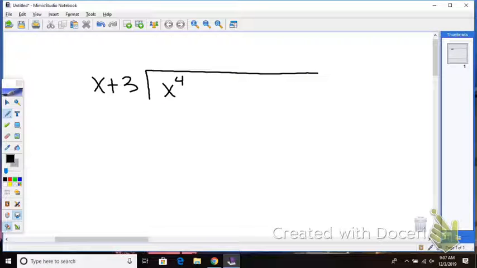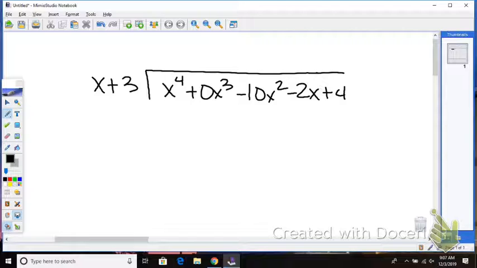Well, let me get it set up. Is it first, second, third? Yeah, 1, 2, 3. So you have a 0 x to the third. So what do I have to put in? A 0. 0 x to the third. And then I have minus 10x squared. Oh, that's why I messed up. Minus 2x plus 4. I even told you.